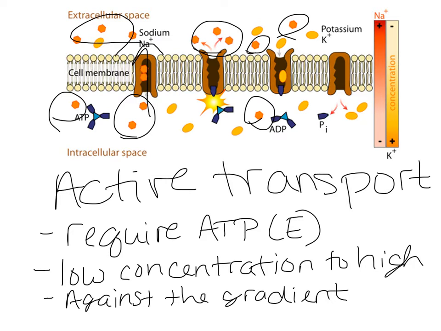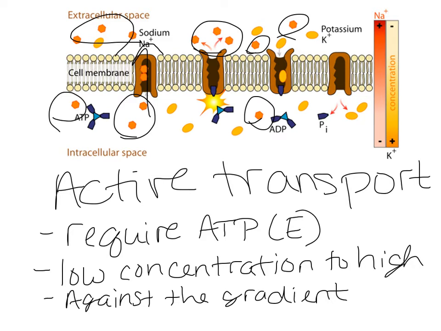Active transport is when you have to turn around and swim back up the river. That requires energy. It requires ATP. You're going from low to high, against the gradient. You're going against the current, swimming up the river. Okay, so that's going to be our active transport.